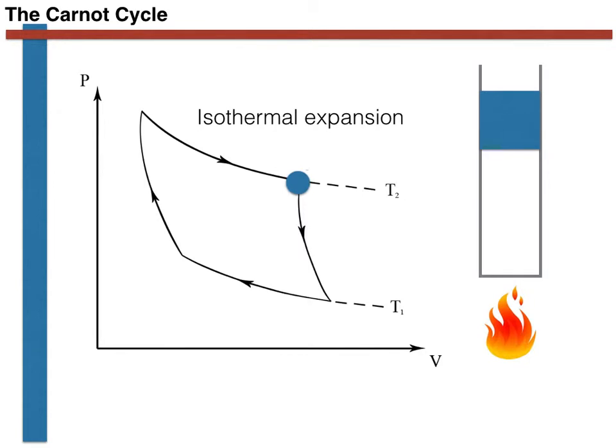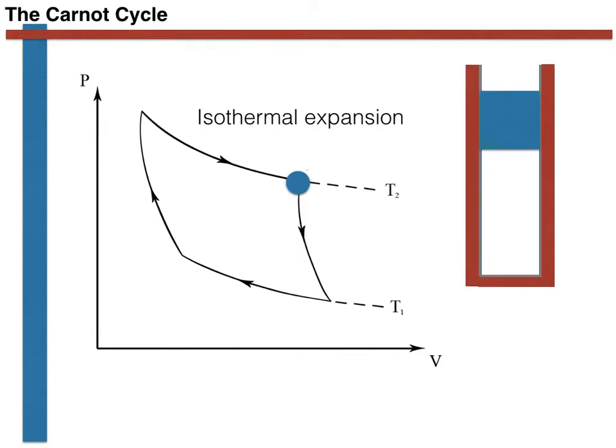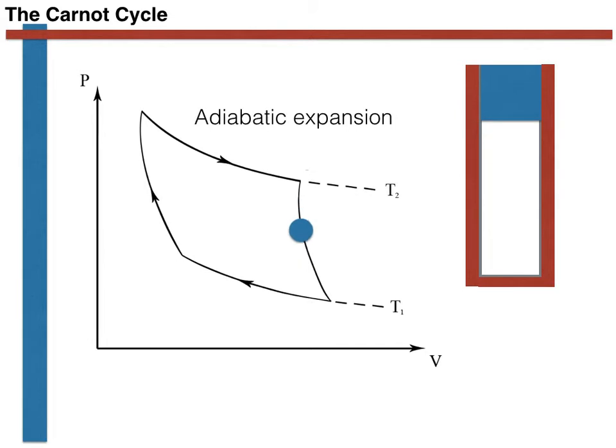During the second step, the heat bath is removed and the system is thermally lagged, and the gas is expanded adiabatically. During this second step, the thermal lagging prevents heat from being exchanged with the surroundings, and thus the temperature of the gas drops.